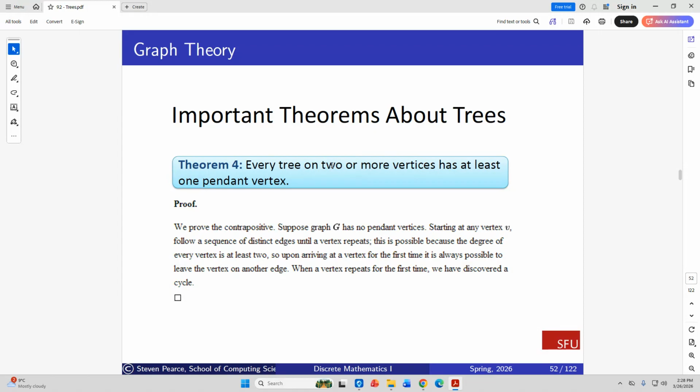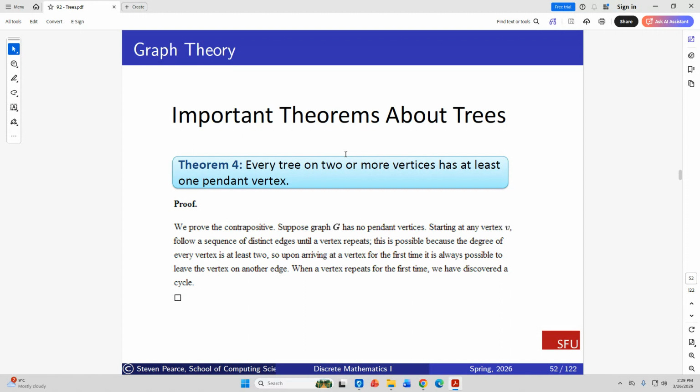So every tree on 2 or more vertices has at least one pendant vertex. So you can see how that's A implies B. So suppose graph G has no pendant vertices. That's negate Q. All right. Starting at any vertex V, follow a sequence of distinct edges until a vertex repeats. This is possible because the degree of every vertex is at least 2. So upon arriving at a vertex for the first time, it is always possible to leave the vertex on another edge. When a vertex repeats for the first time, we have discovered a cycle. So that's not a tree if we discover a cycle.